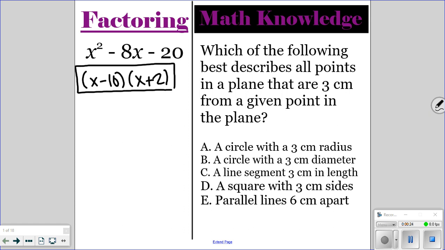For the math knowledge question, which of the following describes all points that are 3 centimeters away from a given point? That's going to be a circle. We're going to learn about circles later in the year, but that's the definition. You go out a certain distance from a point in all directions, and that creates a circle. And it's with a 3 centimeter radius, because the distance from the center to the outside is 3.